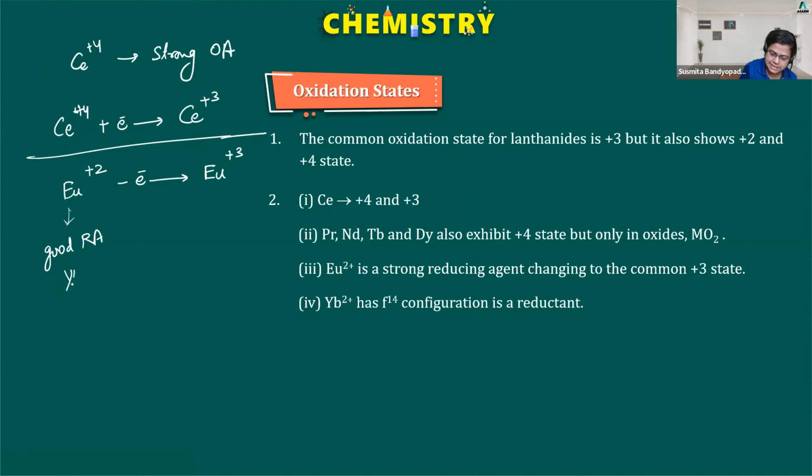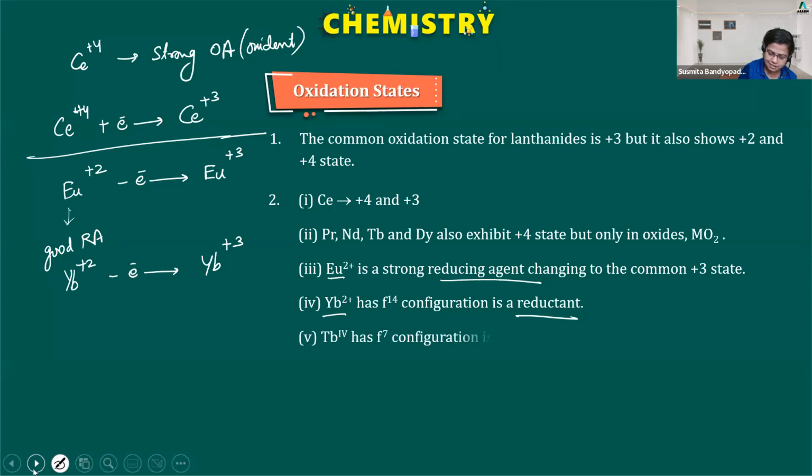Yb2+ is a reductant for the same reason. It should also think of going to Yb+3. So this is a good reductant. If anyone has to lose, it should be a good reducing agent. Ce+4 is a strong oxidant or oxidizing agent. +4 wants to go to +3 by gaining, so it's a strong oxidizing agent. +2 wants to become +3 by losing, so it's a good reducing agent.